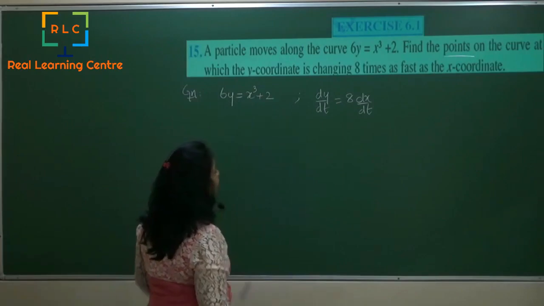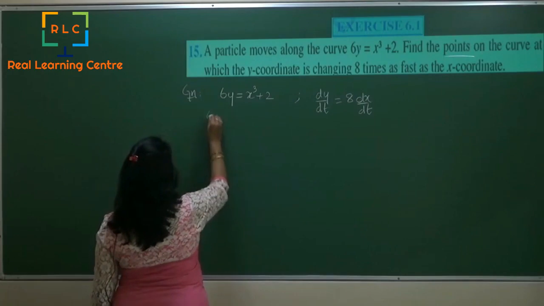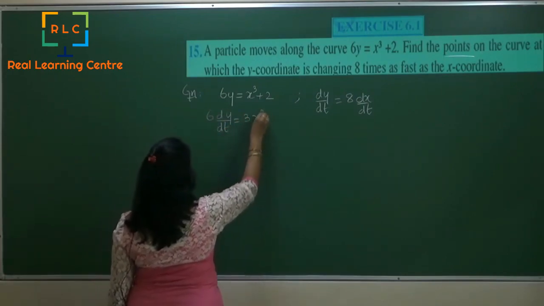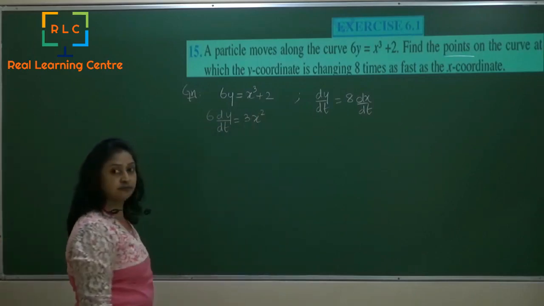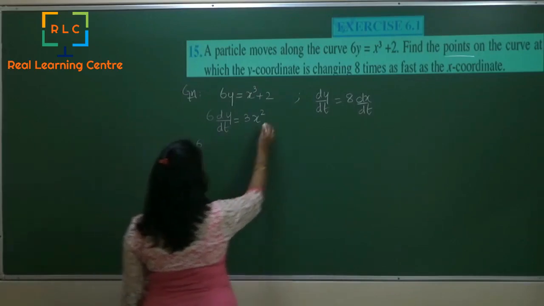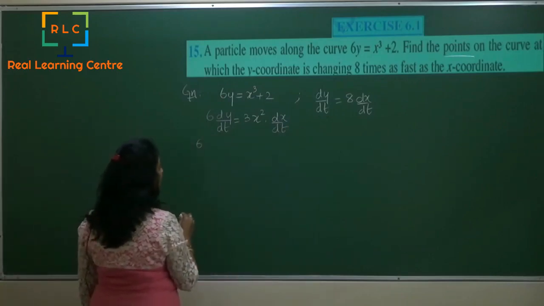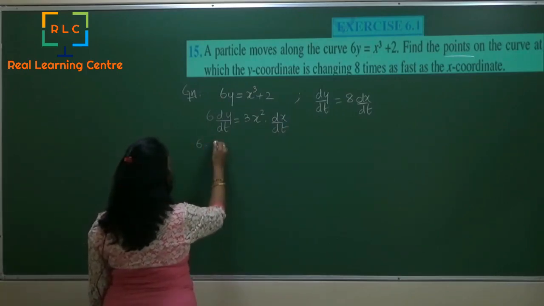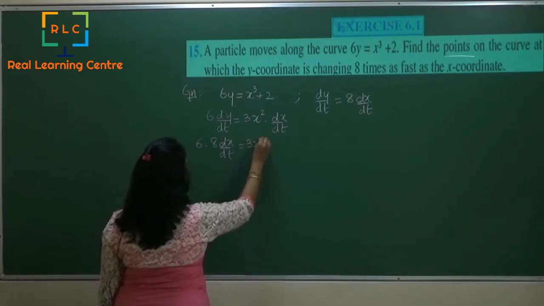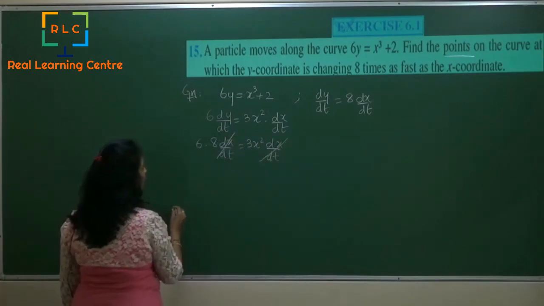Now to substitute for dy by dt, I need to differentiate here with respect to time. So 6 into dy by dt is equal to 3x square, for 2 it is 0. Now dy by dt I'll replace by whatever they have given, 8 into dx by dt. So 6 into 8 dx by dt is equal to 3x square into dx by dt. dx by dt is gone.